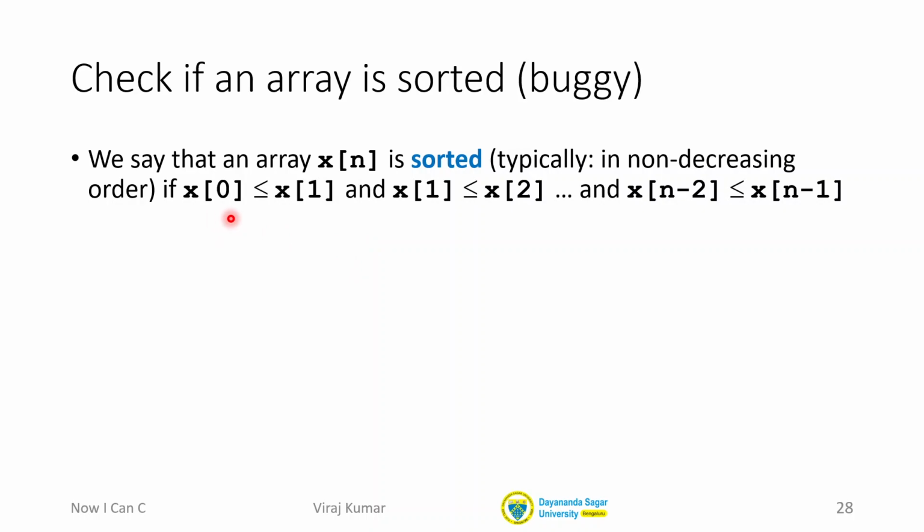We're saying that x0 must be less than or equal to x1, x1 must be less than or equal to x2, and so on, all the way up to x[n-2] must be less than or equal to x[n-1]. Remember, these are the last two elements in the array. So let's take a look at an example or two.